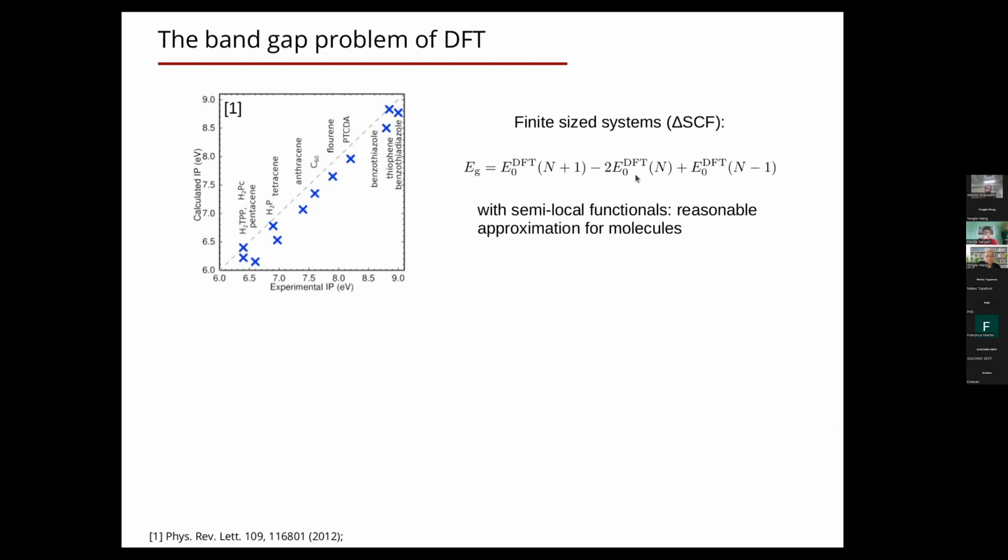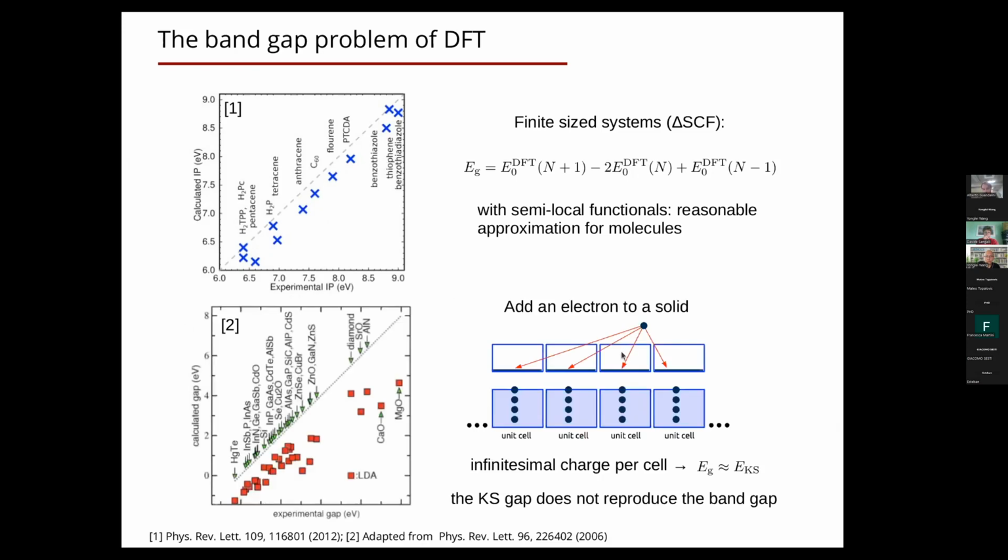But of course, in practice, you need to resort to approximations. And what happens for finite systems is that local and semi-local functionals seem to work quite well. For example, here I show on the x-axis the experimental ionization potential, while on the y-axis the calculated ionization potential, and you can see here the match between theory and experiment is quite acceptable, while the situation is different for a solid.